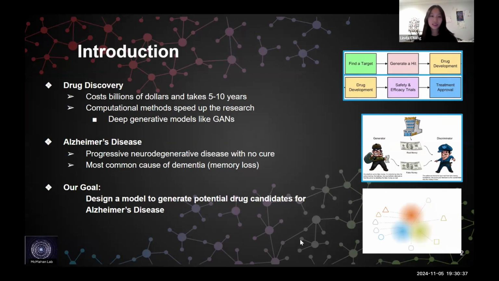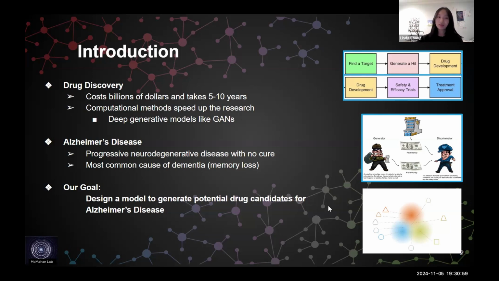And one thing that's been especially helpful in this is generative models of AI, such as GANs, which are generative adversarial networks. And we'll get more into those in a little bit. But basically what we're trying to do with our project is come up with a GAN type method to generate drugs that can target Alzheimer's disease in specific.